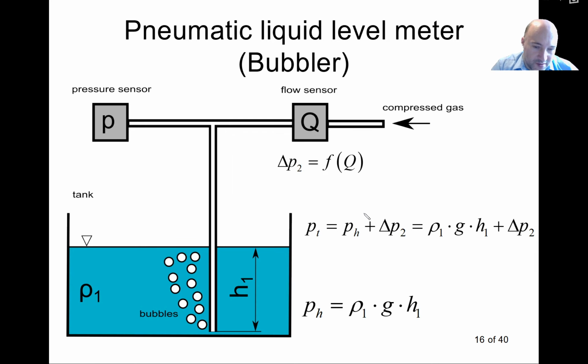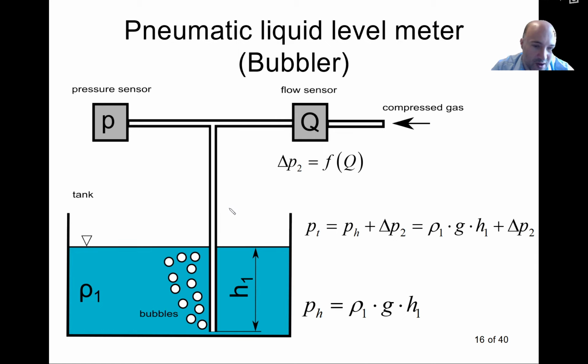Now, the second example that I will give you is also a pressure sensor, but it combines the pressure sensing with the flow sensor and with compressed air. And this sensor is called a bubbler, or also a pneumatic liquid level meter. And this type of sensor has a huge advantage. The huge advantage is that the only part that is in contact with your liquid is a tube.